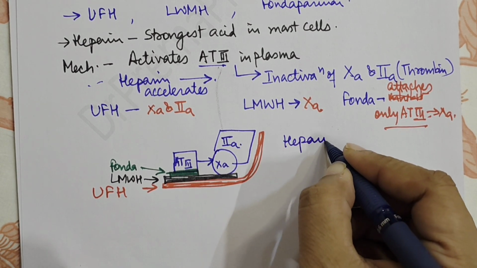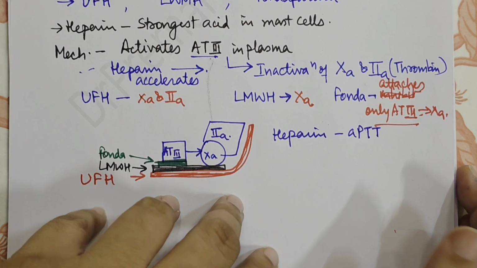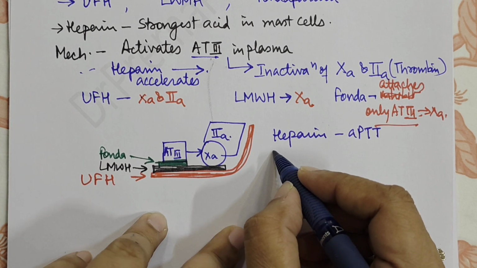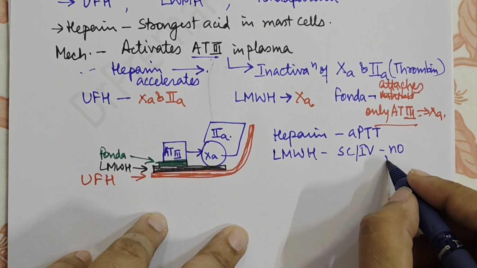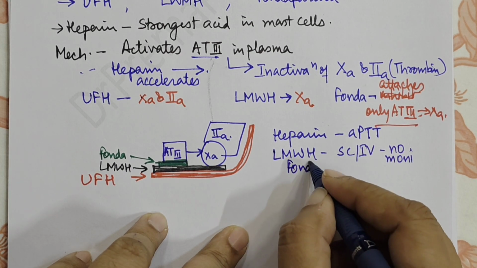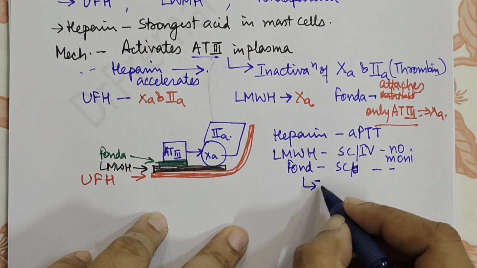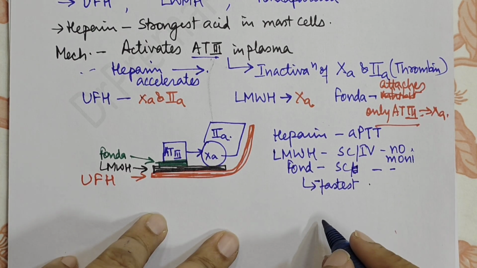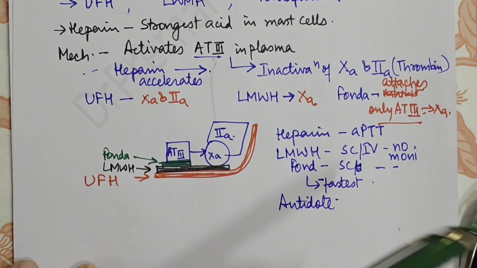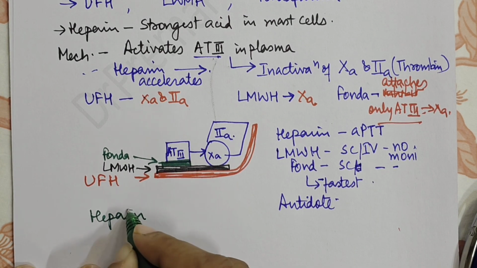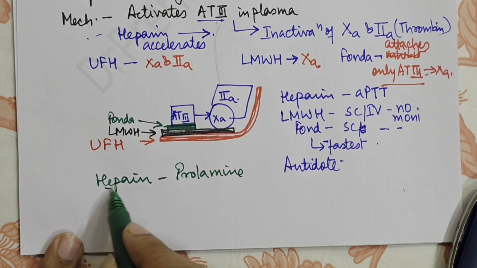Now heparin is monitored. There are simple points which you need to remember here. Heparin monitoring is done by APTT. Then low molecular weight heparin is given by subcutaneous or IV route, and it does not need any monitoring. Even fondaparinux can be given by subcutaneous route, and it also does not need any monitoring. Fondaparinux is the fastest acting. Then antidotes are very important. The antidote to heparin is protamine.